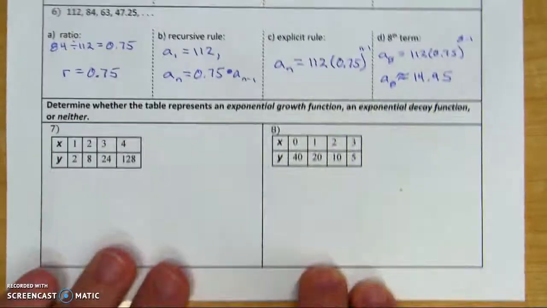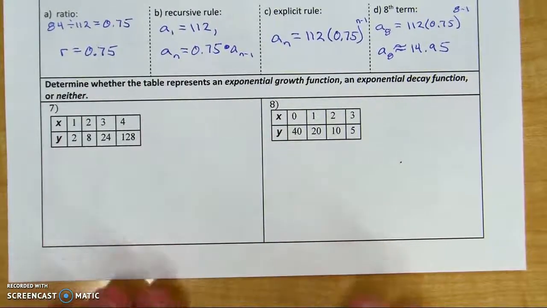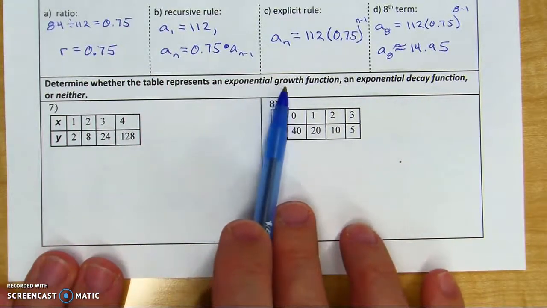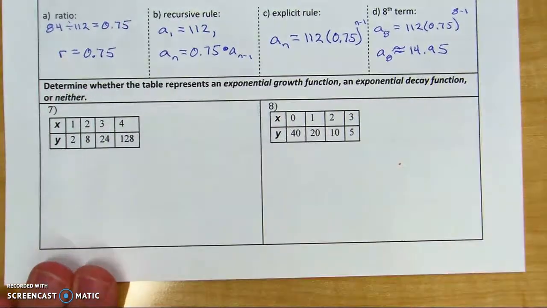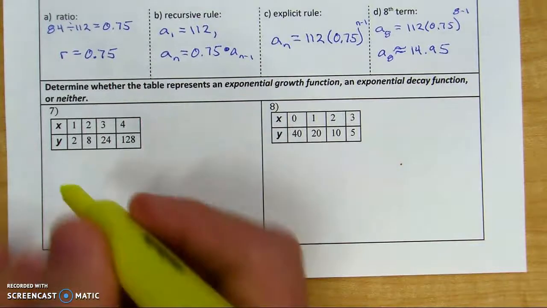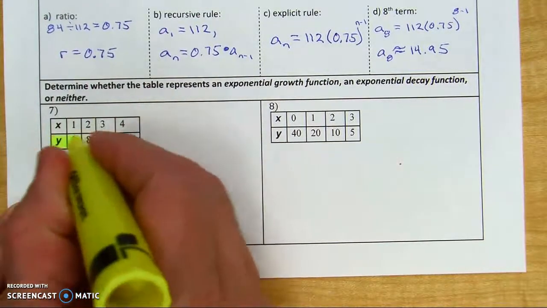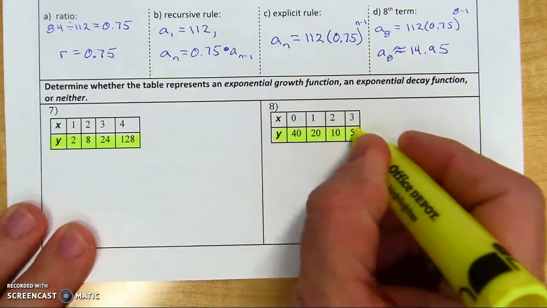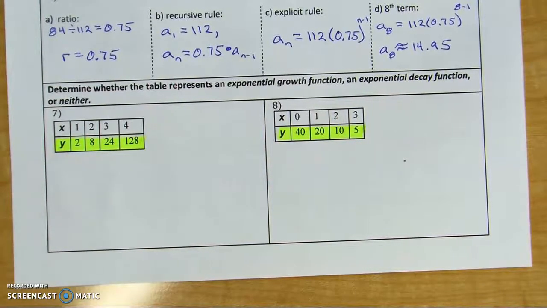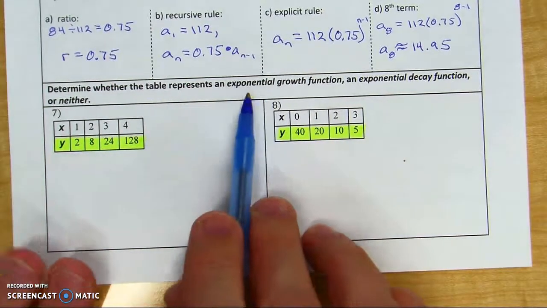All right, moving on to the last 2 on this page. It says to determine whether the table represents exponential growth, exponential decay, or neither. So basically, we just have to look at what the y's are doing. You could ignore the x's right now. So we're just looking at the y's. So we have to know if there is a common difference, a common ratio. Actually, let me just take that back.